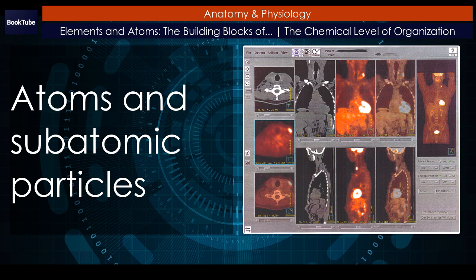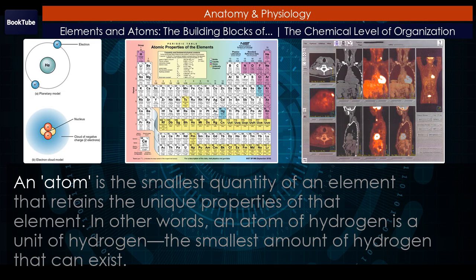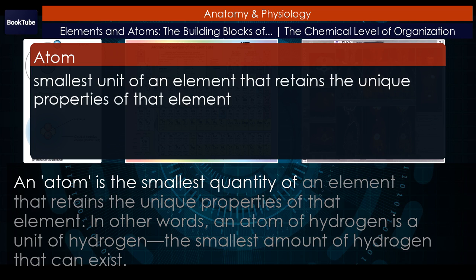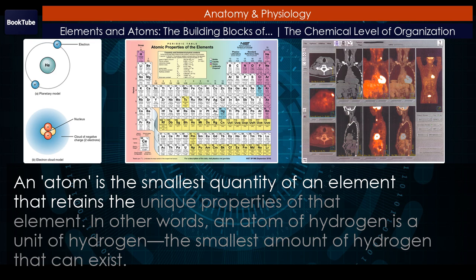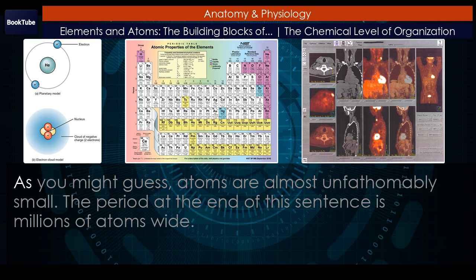Atoms and subatomic particles. An atom is the smallest quantity of an element that retains the unique properties of that element. In other words, an atom of hydrogen is a unit of hydrogen, the smallest amount of hydrogen that can exist. As you might guess, atoms are almost unfathomably small. The period at the end of this sentence is millions of atoms wide.